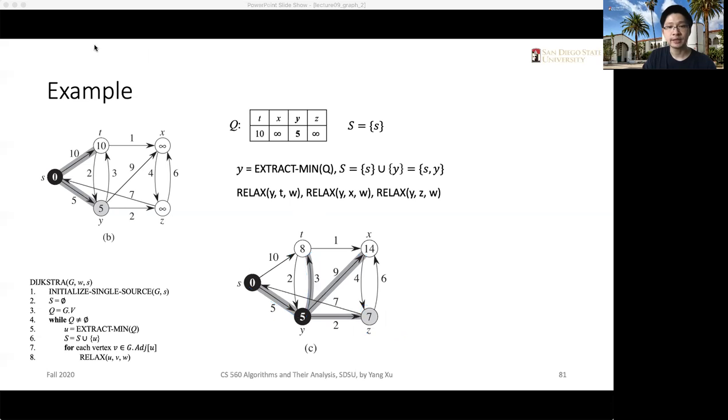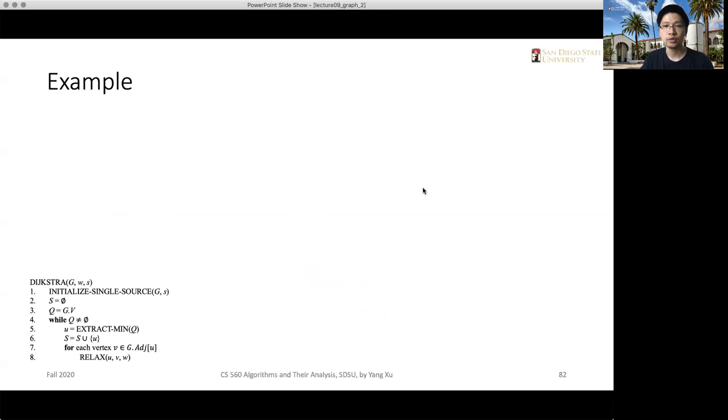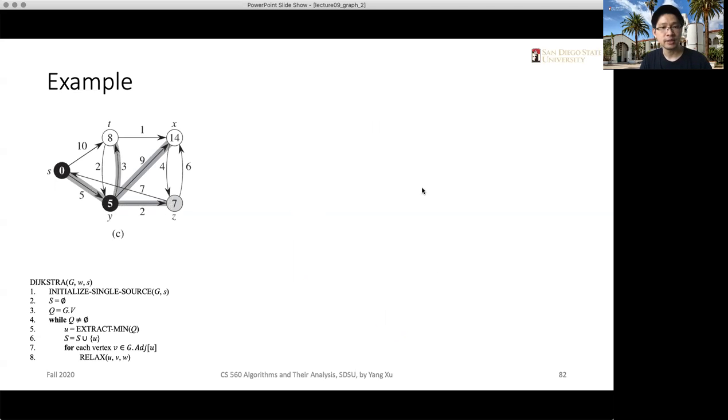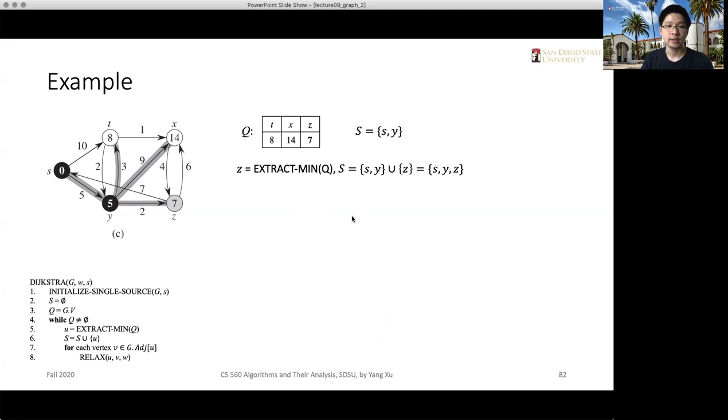And if we look at the table again, there's only 3 vertices left, and now z has the minimum score. So the vertex z will be the next one to be extracted. Okay, we have 7. And we need to relax the edges that leave z. Okay, we need to relax the edge from z to x.